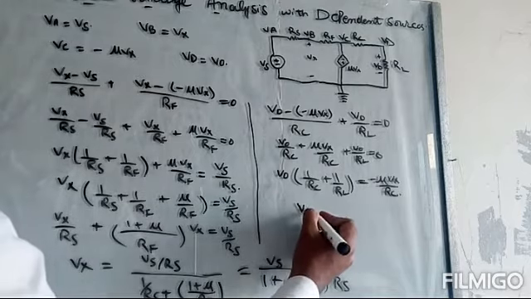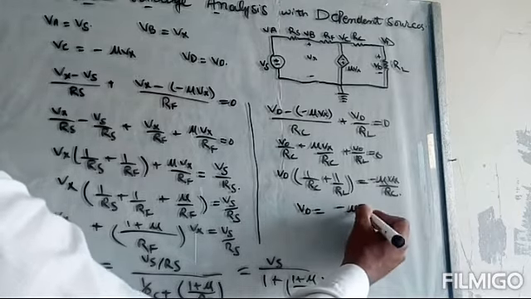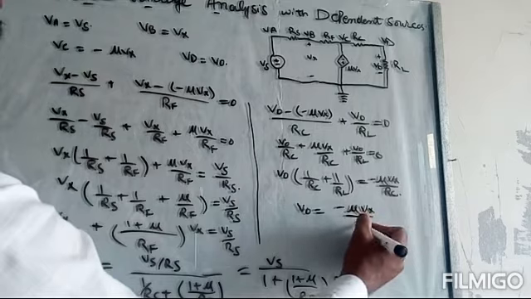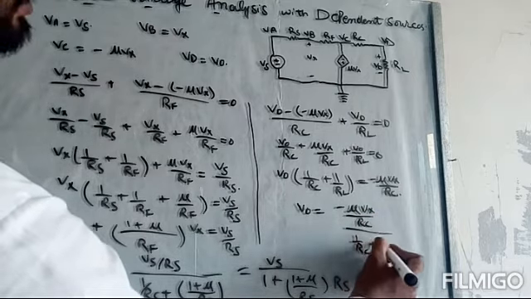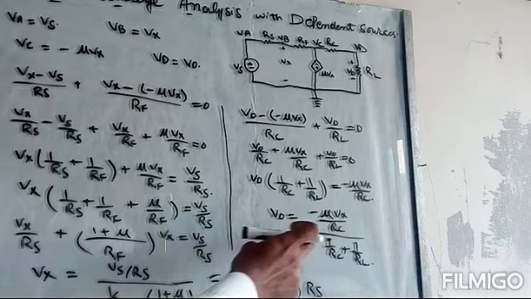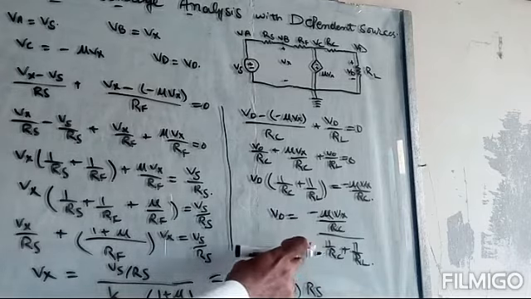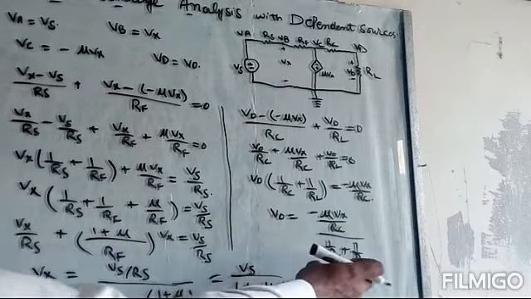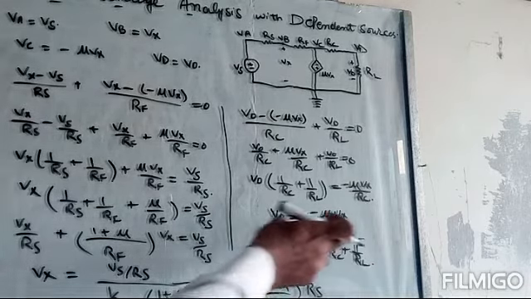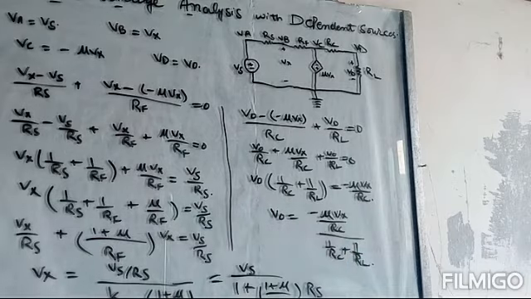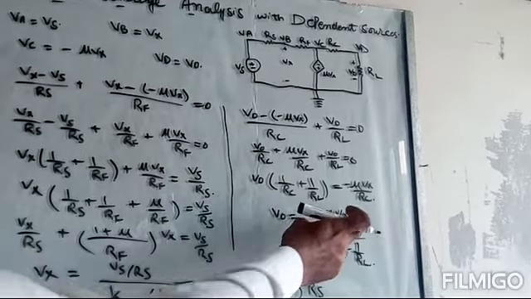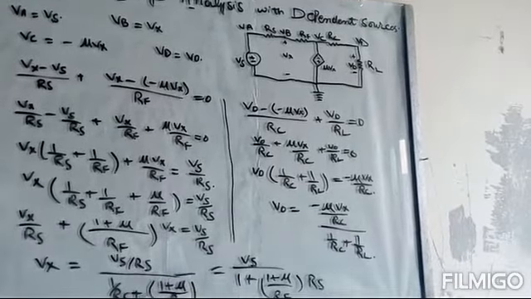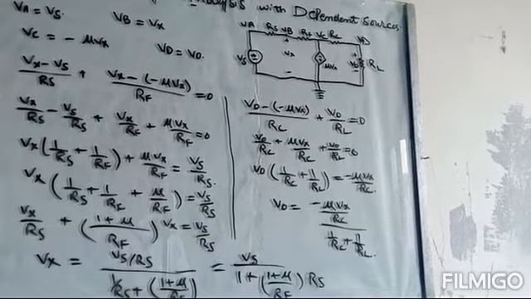So V0 will be equal to minus mu Vx over Rc divided by 1 over Rc plus 1 over Rl. Vx is unknown in this equation, so we have to find the value of Vx here. Now we will put this value over this Vx and we will find our V0 in terms of Vs.